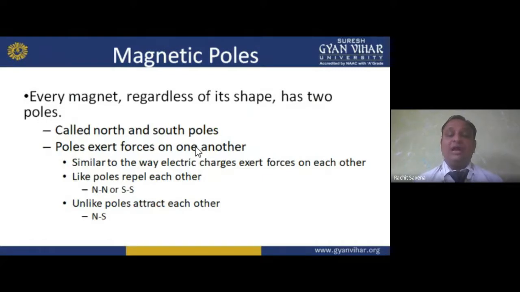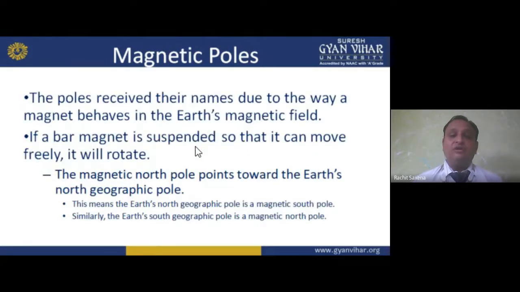But what about unlike poles? Unlike means north-south or south-north. And like means north-north or south-south. North-north and south-south repel, and north-south and south-north attract. I hope you understand. Now move forward.